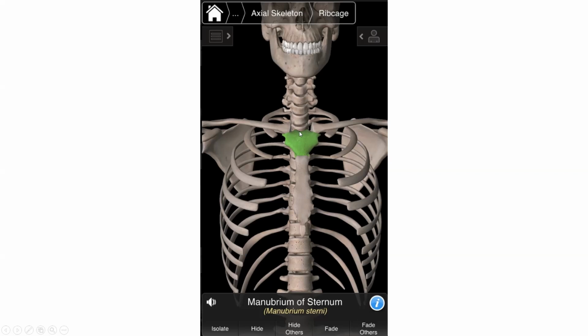Then the last one on there, as far as the notches go, is the jugular notch. That's this indentation right there. It's between the clavicles, and it's a pretty obvious indentation or drop off right there in the middle of the manubrium. So there's your jugular notch.